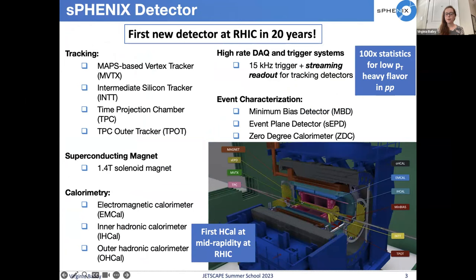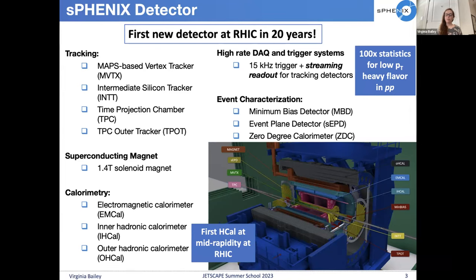So the very closest to the beam pipe, there's the MAPS-based vertex tracker, or MVTX. And then outside of that, the intermediate silicon tracker, or the INTT. So these two are silicon trackers. Then outside of that, there's a time projection chamber, as well as an additional tracking detector outside of that, which is the TPC outer tracker.